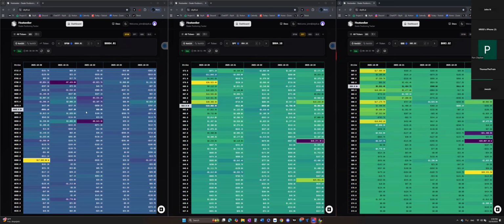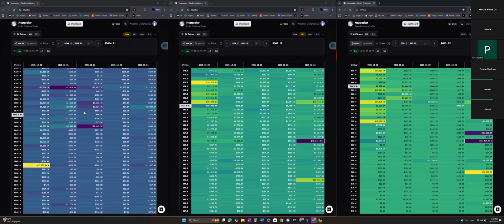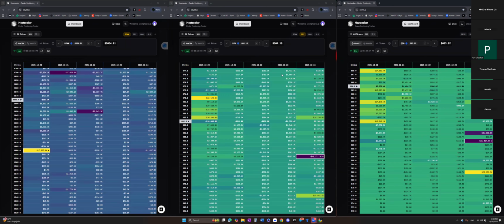This is how I have my Skylit set up. I have SPX, SPY, and QQQ set up exactly like this. I have one screen dedicated to this, and I have my TradingView on another monitor. That's how I do it.